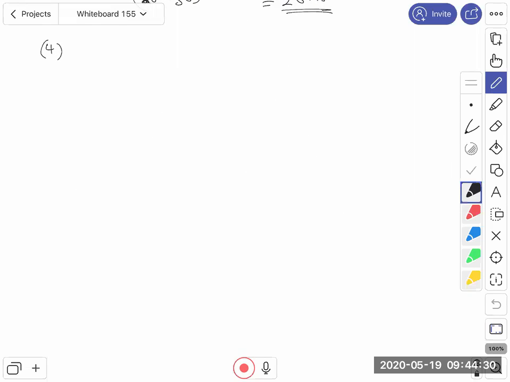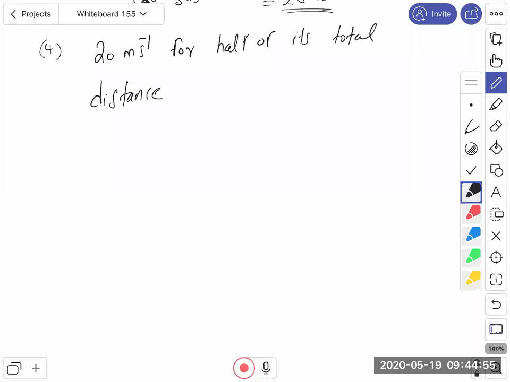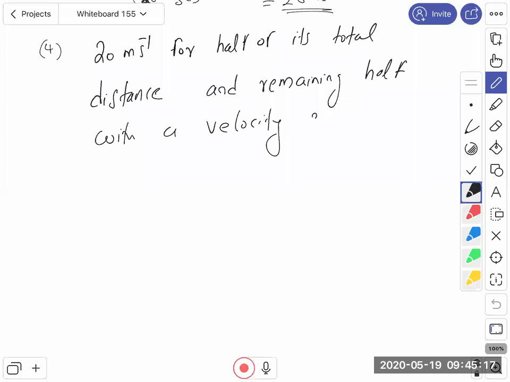A particle is moving with a velocity 20 meter per second for half of its total distance, and the remaining half with the velocity 30 meter per second. Calculate the average velocity.